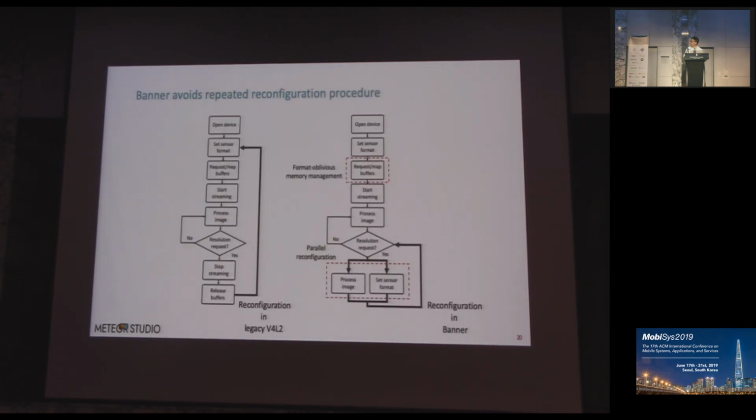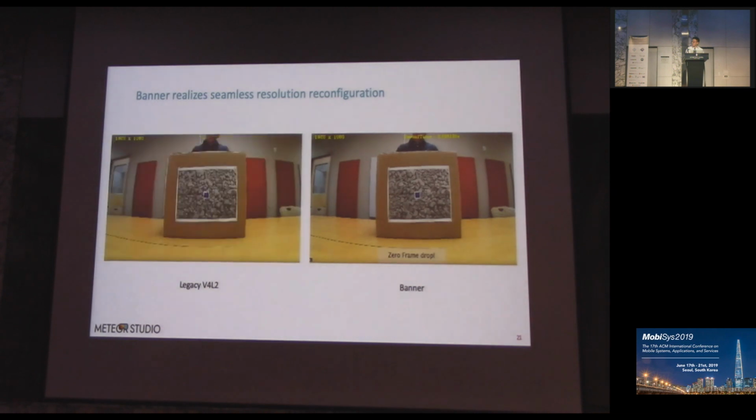So again, through parallel reconfiguration and format-oblivious memory management with Banner, most of the procedures are avoided, including repeated start and stop streaming and repeated memory allocation. And set sensor format in Banner is in parallel with processing images such that the next capture is at the new resolution. So Banner realizes seamless reconfiguration compared with the legacy system. And during resolution reconfiguration, there's no gap at all.